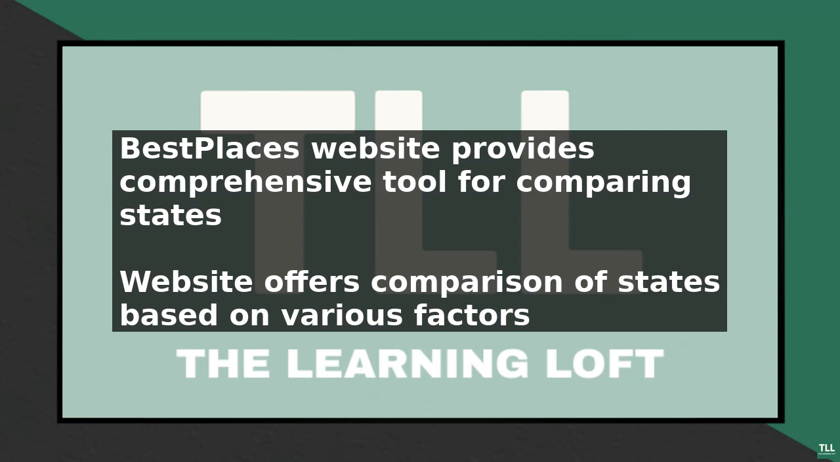To start, go to the Best Places website and click on the State Comparison tab. Here you will find a list of all 50 states, and you can select up to 4 states to compare at a time. Simply click on the states you are interested in and then click the Compare button.